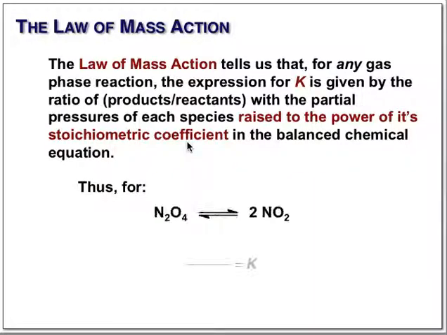So, for our N2O4 to NO2, our products here are NO2. The product always goes in the numerator. Our coefficient is 2, therefore we put in the partial pressure of NO2 squared. Our reactants here go in the denominator. We have a coefficient of 1, so this is simply the partial pressure of N2O4.